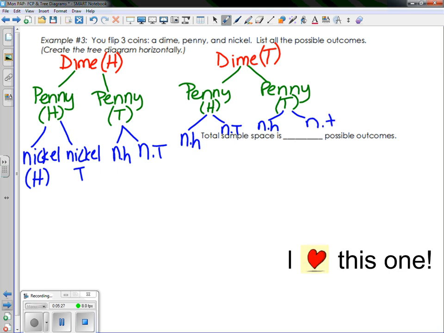So now we have 1, 2, 3, 4, 5, 6, 7, 8 sample spaces for possible outcomes. Because I could get a dime head with a penny head with a nickel head, or I could get a dime head, penny head, nickel tail, and so forth.